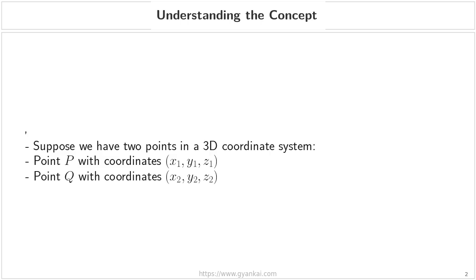Understanding the concept. Now that we've established that direction cosines and ratios are tools used to describe how a line is oriented in space, let's look at the fundamental concept behind how we find them when we aren't given the angles directly. Suppose we are working within a 3-dimensional coordinate system and we are given 2 specific points. Let's call the first point P, with its coordinates defined as x sub 1, y sub 1, and z sub 1. Our second point is Q, with coordinates x sub 2, y sub 2, and z sub 2.